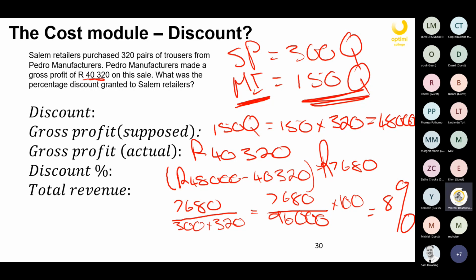Okay, great guys. If there's no one else, great stuff. Just make sure that you remember this last question. I did the correct answer for you now. What I did there is I worked out the selling price as 3,000Q. It shouldn't be 3,000Q, it should be 300Q. And I worked out the marginal income and the variable cost as 1,500Q. It shouldn't be 1,500, it should be 150.